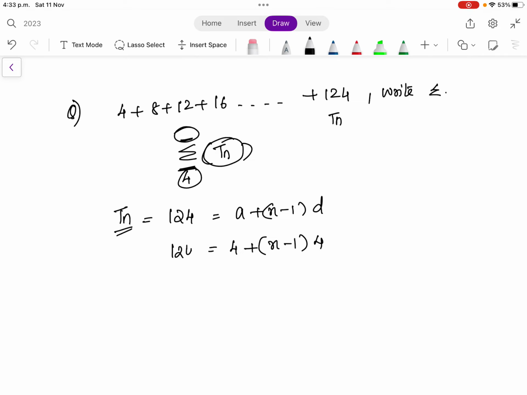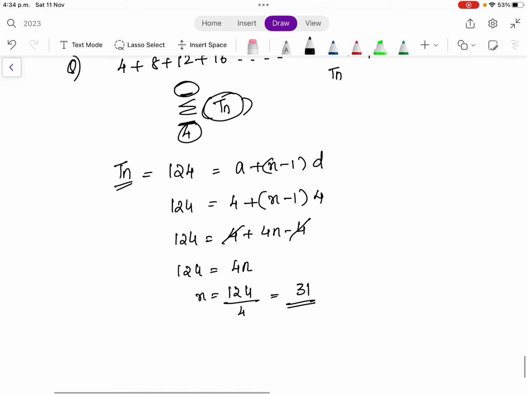So 124 equal to 4 plus n minus 1 into 4. So 124 is equal to 4 plus 4n minus 4. So this 4 will get cancelled. So 124 is equal to 4n, and n is equal to 124 divided by 4, which is equal to 31. Okay, so which means that it has 31 elements.